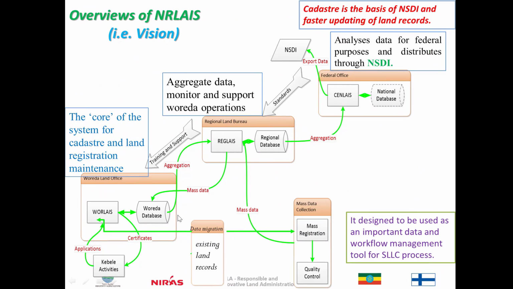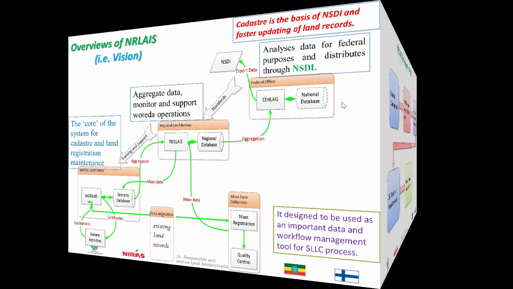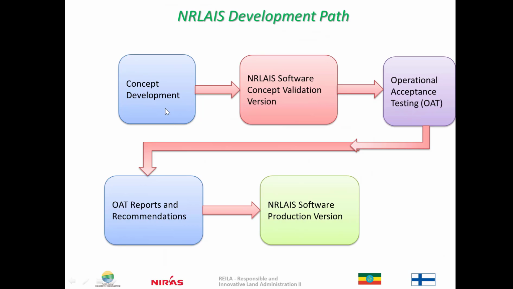And this is the overview of how the system is deployed. It starts from the district, from MassReg, up to the federal level. This is the development path, and the system is in the production version now.